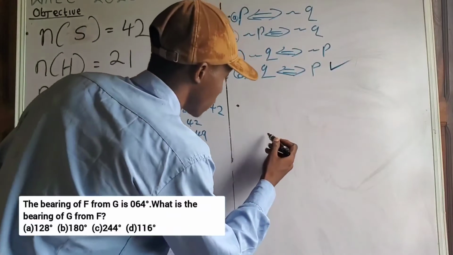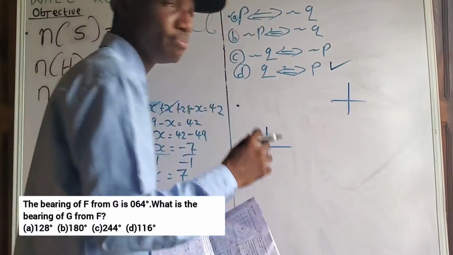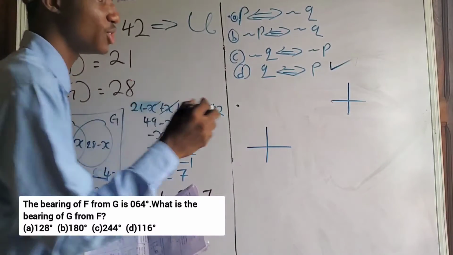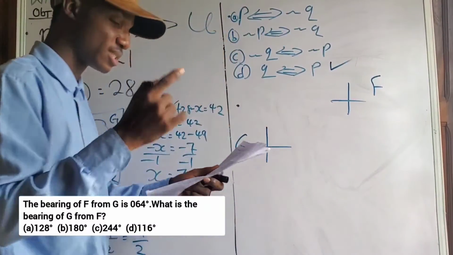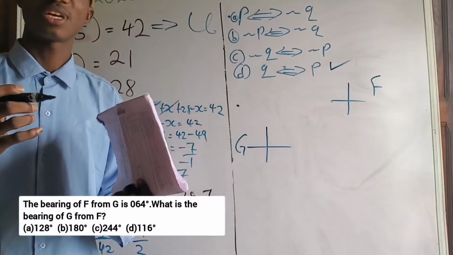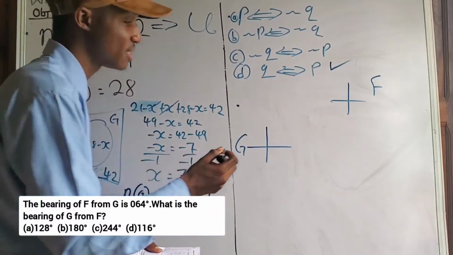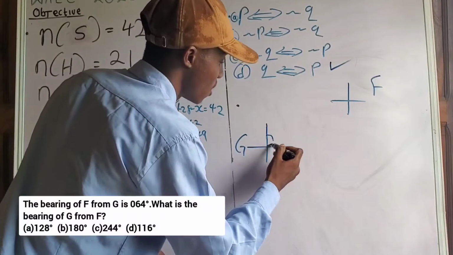The bearing of F from G. So the bearing of this place from this place is what? 64 degrees. And I told you bearing is a measurement of distance in degrees. You understand? So if I want to measure from this point to this point, that will be 64, with the line.